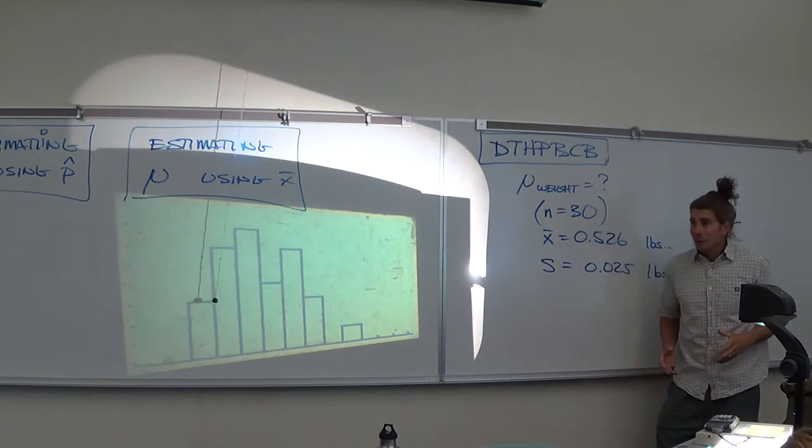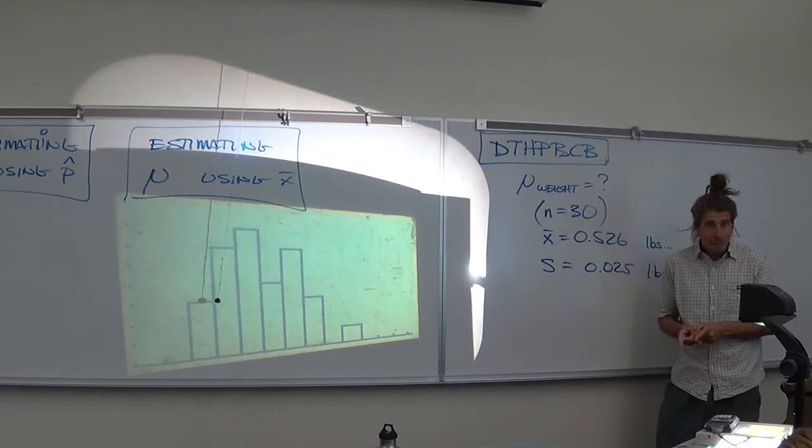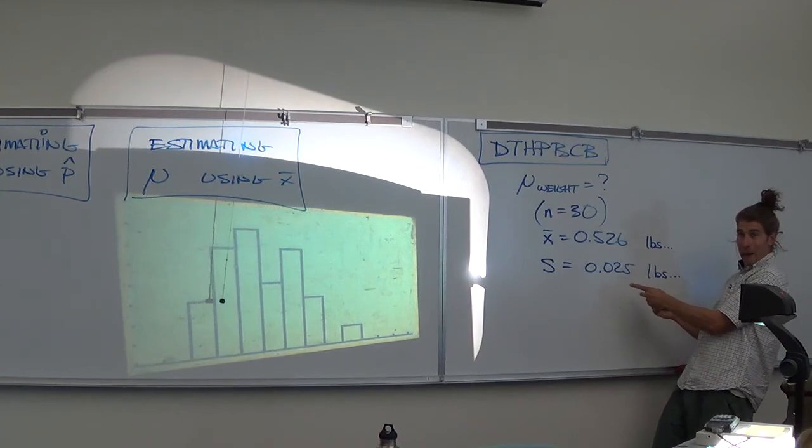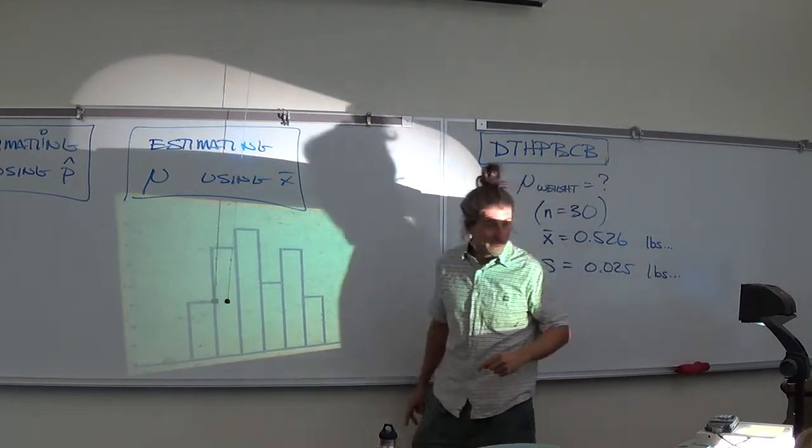So now that we know that, what can we do with this? Now that we're like, yes, it's a bell curve, what can we do with that?